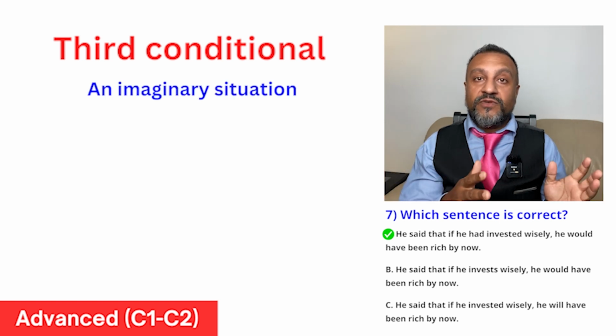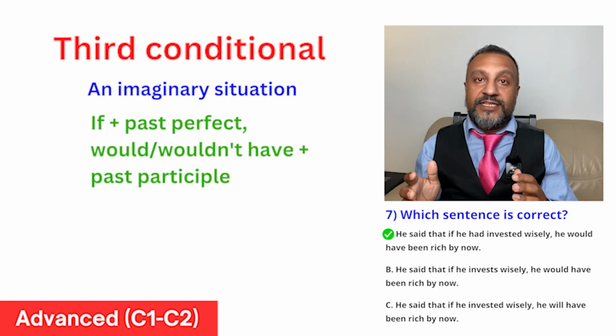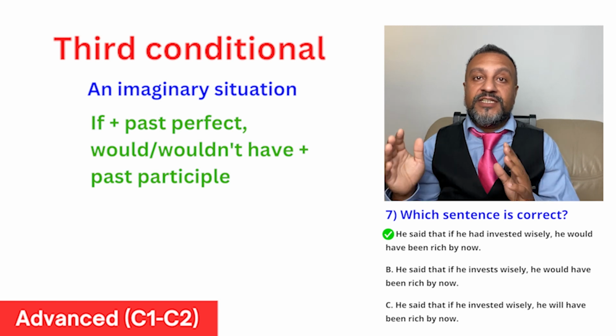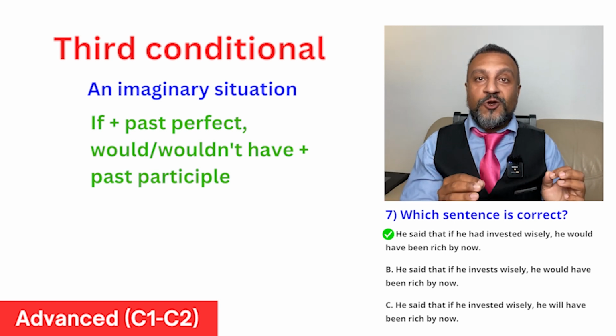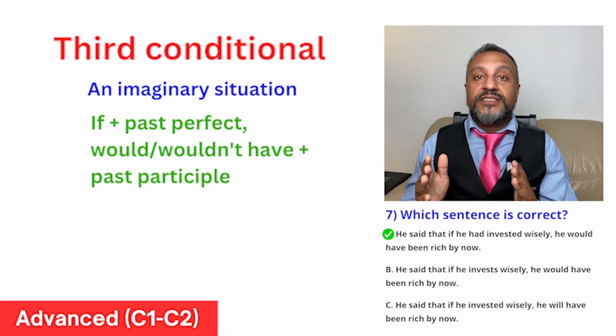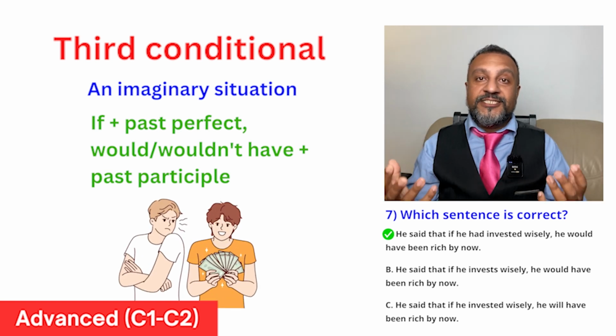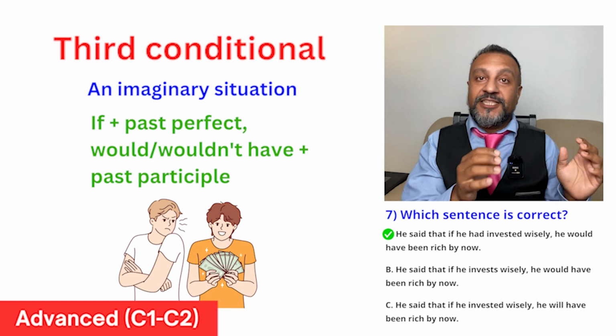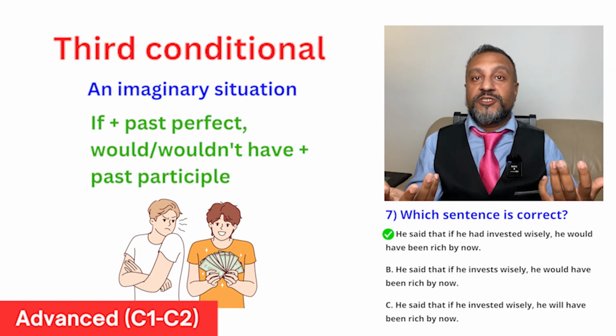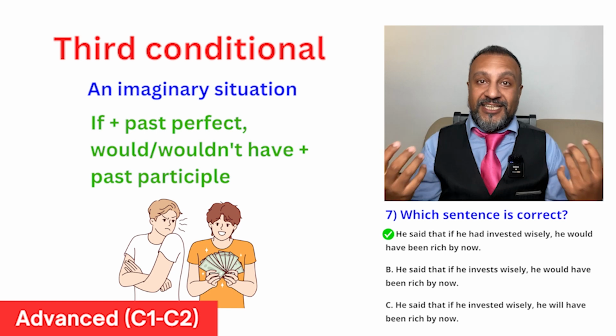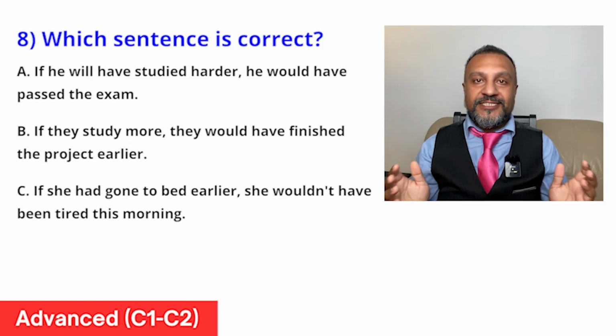We have an if clause, the past perfect, if he had invested wisely. We have the main clause would have plus the past participle. This shows an imaginary situation. If he had invested in the past, he would have been rich by now, but he isn't. Which is the correct sentence?